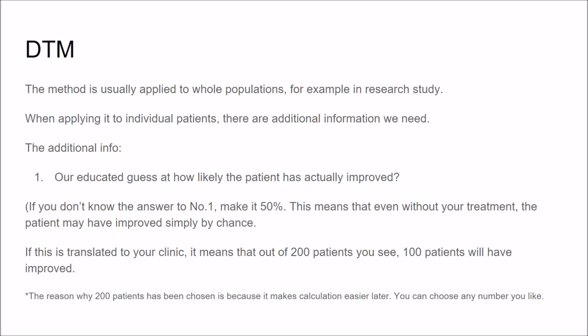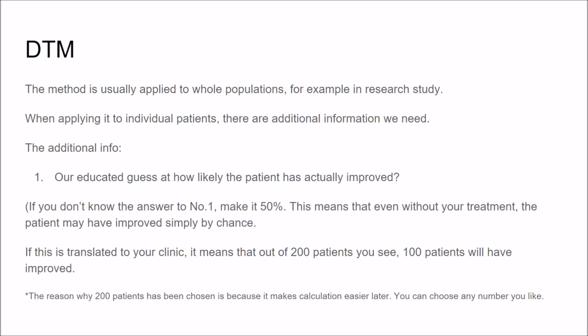If you don't really know, then the best educated guess that you can make is simply that the likelihood is 50% that the patient has actually improved. What this simply means is that there is a 50% chance that the patient has actually improved or not improved. That means that even without your treatment, the patient will have improved simply by chance. Could be because they naturally recovered.